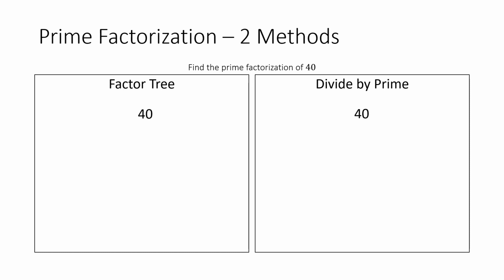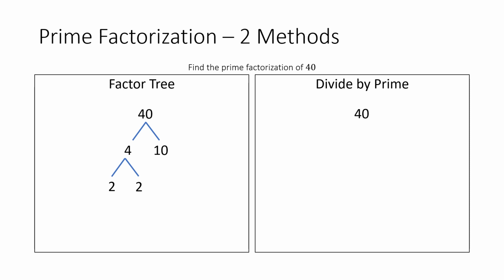So I'm going to say, what are factors of 40? Well, how about 4 and 10? And then I want to look and see, are these prime numbers? I'm going to start on the left with the 4. Is 4 prime? No. What are its factors? Its factors are 2 and 2. They are both prime. So I'm done with the 4.